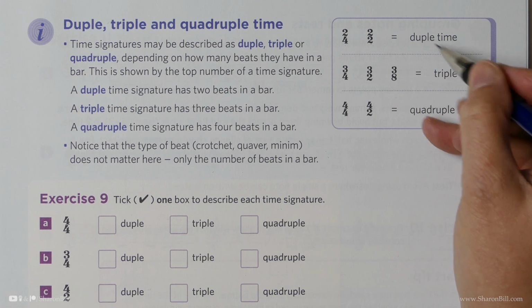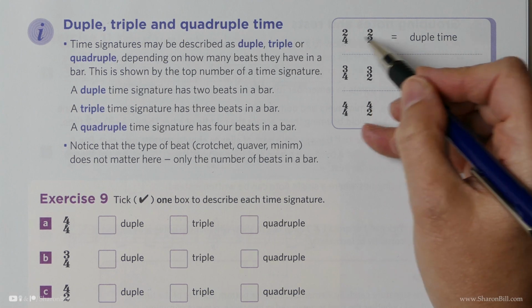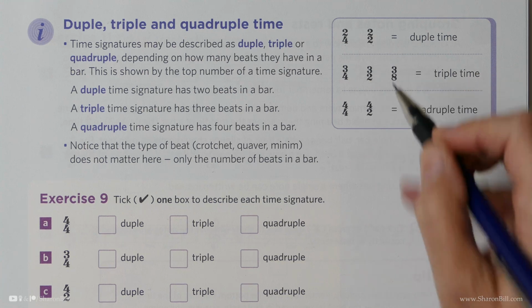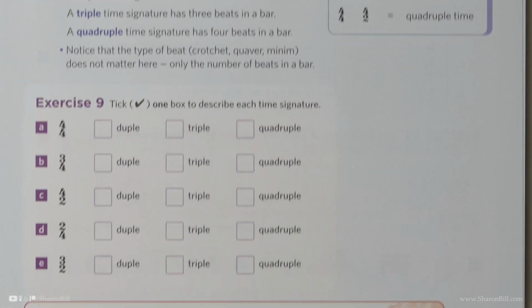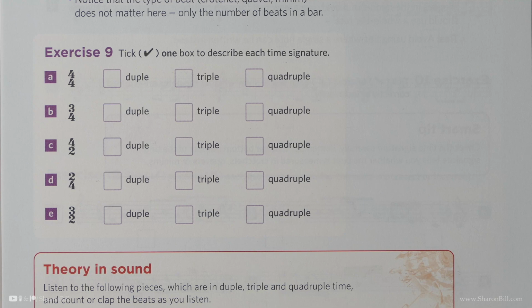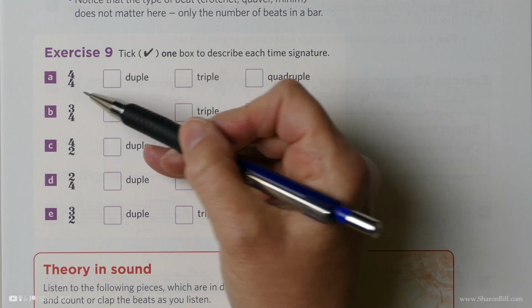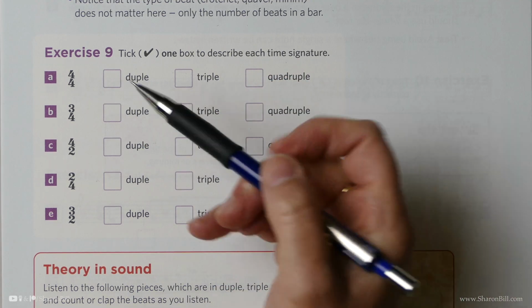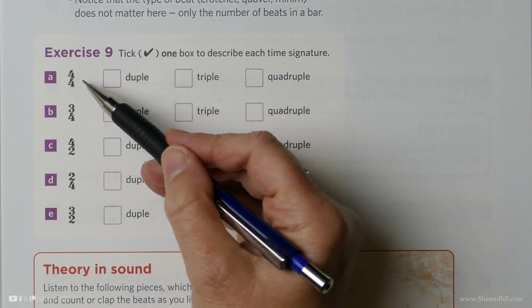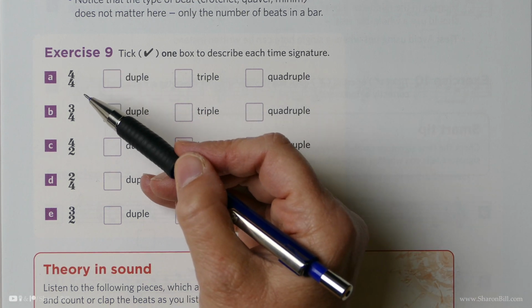And so when we're counting how many beats per bar, we're just talking about the top number. And so exercise 9 is pretty simple really if we just keep our eyes peeled for the top number. So perhaps just go ahead and have a go at exercise 9 and we'll check it through together.